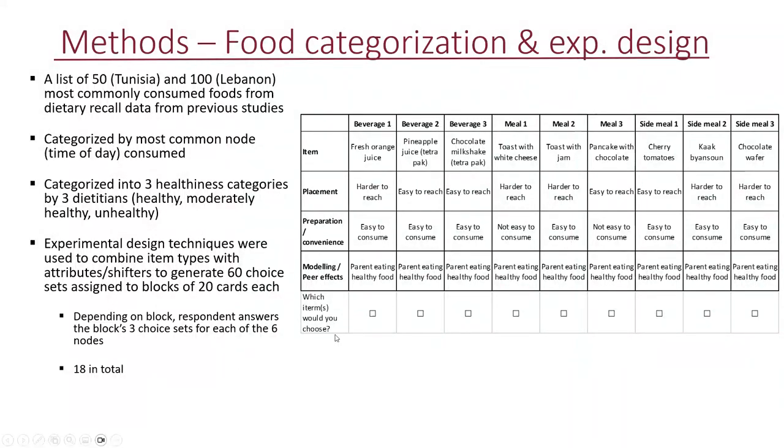Each respondent, the school child, could choose none of these options, could choose one of them, or could choose nine of them. So any combination could be chosen by the school child.